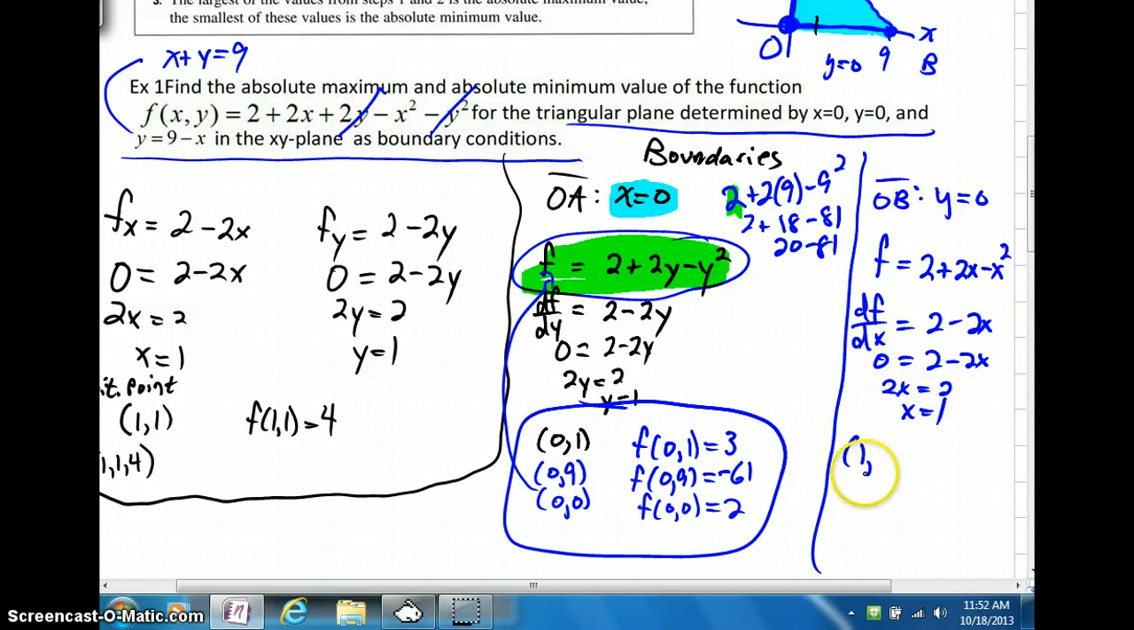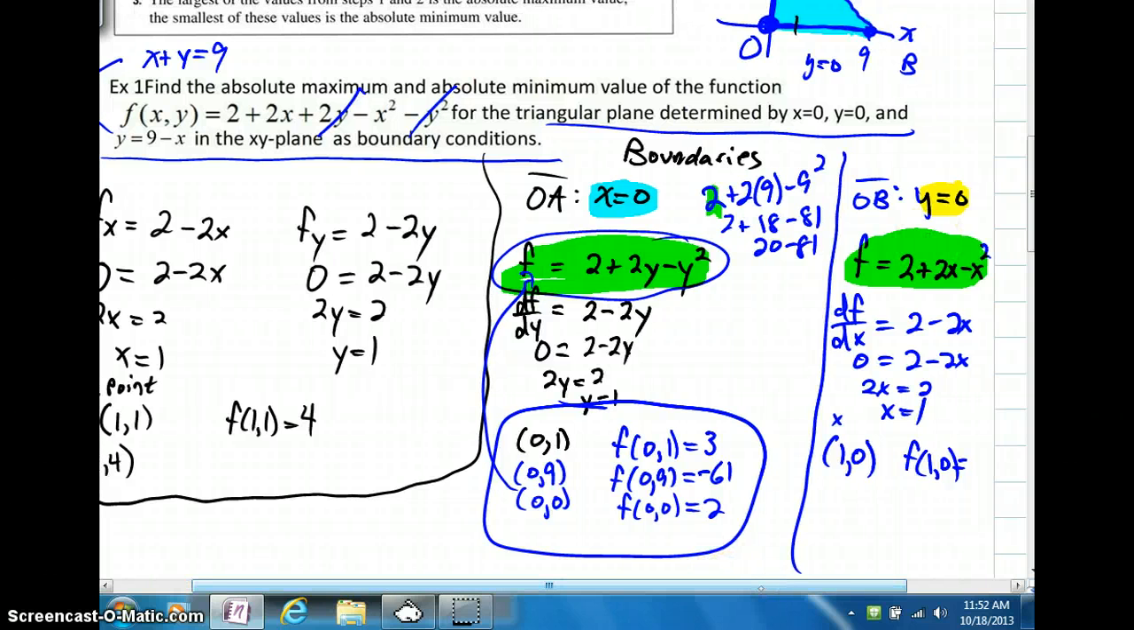Well, here we go again. This is 1 comma 1 for x, but y is 0 on this segment. So we could say that we have the point 1 comma 0. Well, let's find out what f of 1 comma 0 is. Here we go again. You know what? We could substitute everything back in to the original function. Why don't we just take it easy on ourselves and use this simplified one? Let x equal 1 into that 2 plus 2x minus x squared. Once again, you'd get a 3. So we're seeing a lot of symmetry here.